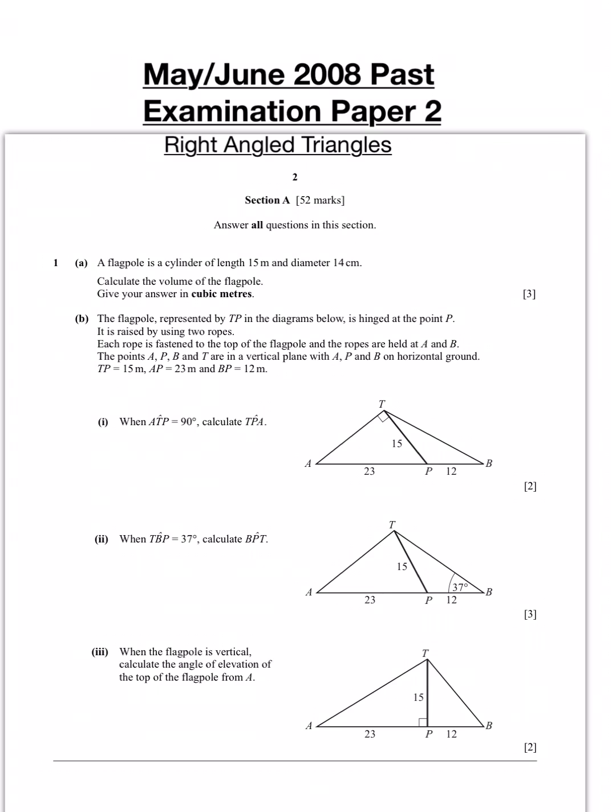Then it tells you on item number 1, when angle ATP is 90 degrees, as you can see, a small box there. It says then you are needed to calculate TPA. You are needed to calculate this angle there.